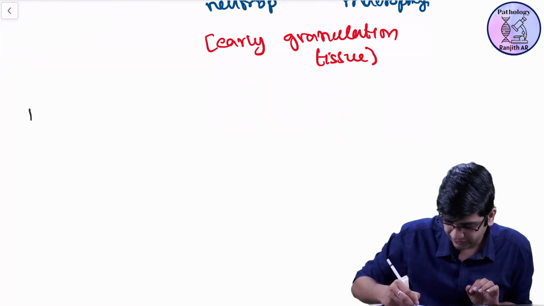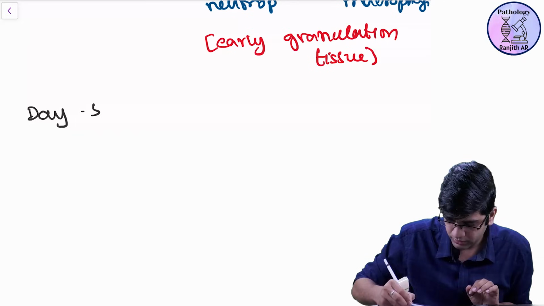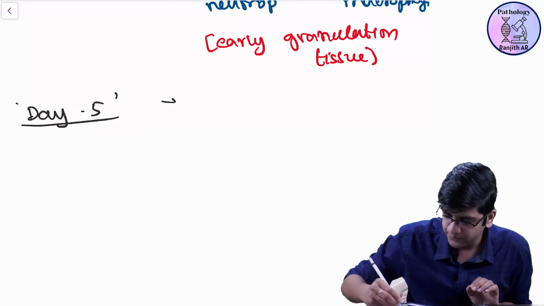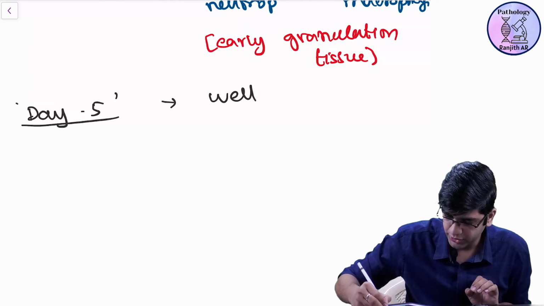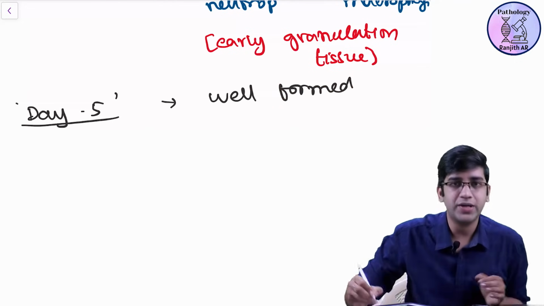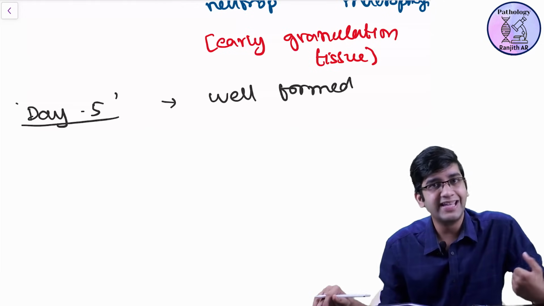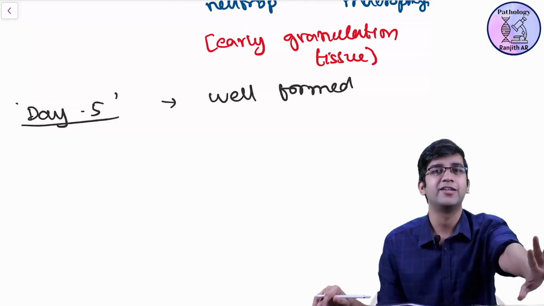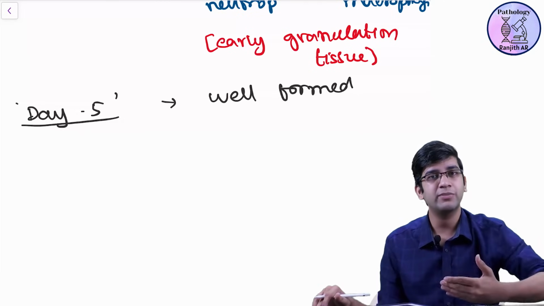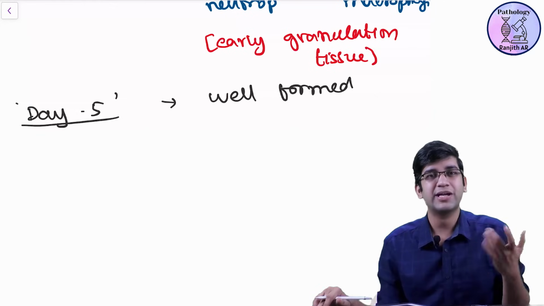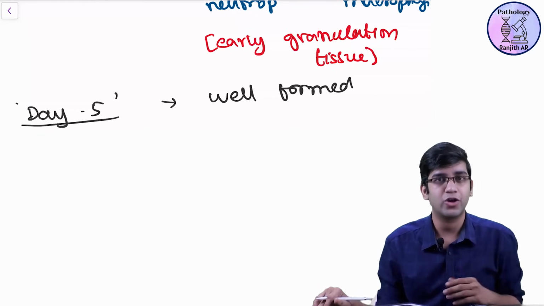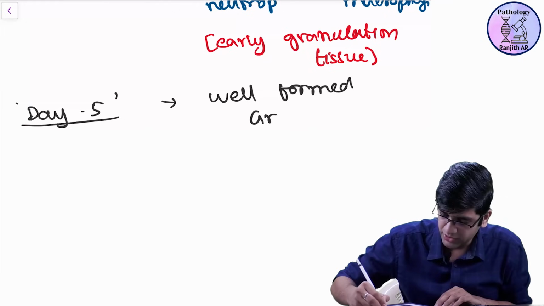So around day 5 is when I'll have a well-formed granulation tissue. If your question asks when you see a granulation tissue, I'm not going to say day 3. I'll say day 5, because when I'm looking under the microscope, early granulation tissue I can mistake, but a well-formed granulation tissue I will not.